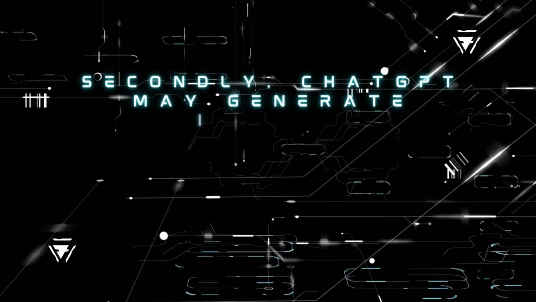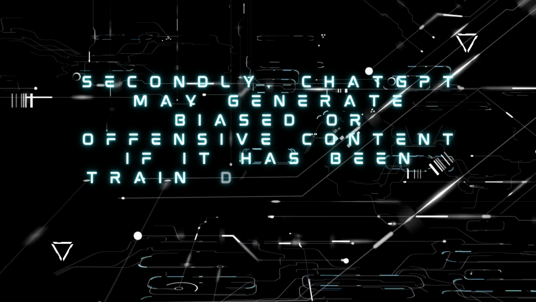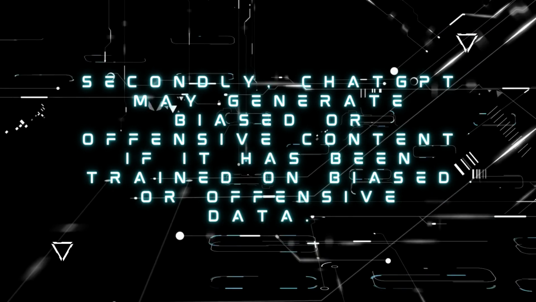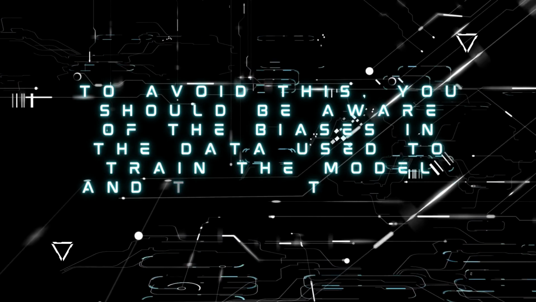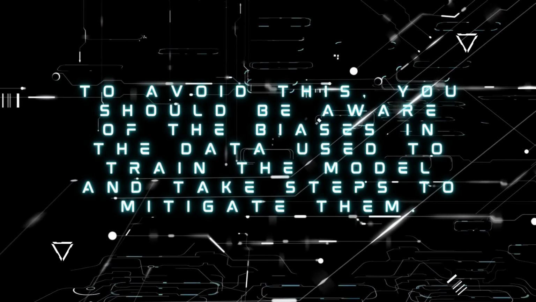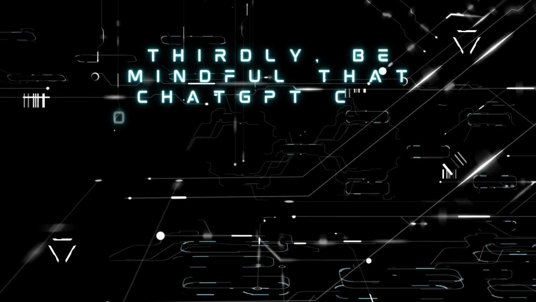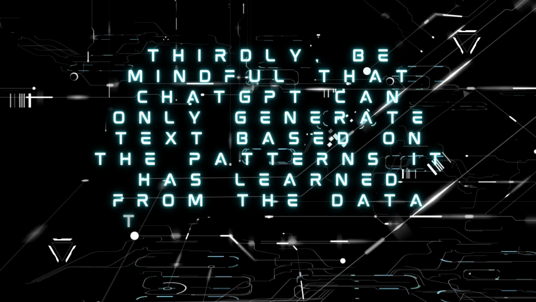Secondly, ChatGPT may generate biased or offensive content if it has been trained on biased or offensive data. To avoid this, you should be aware of the biases in the data used to train the model and take steps to mitigate them.